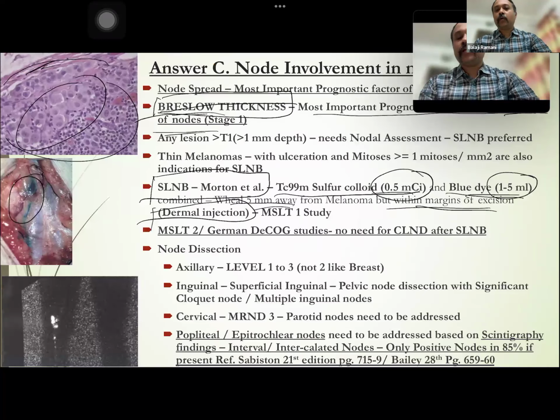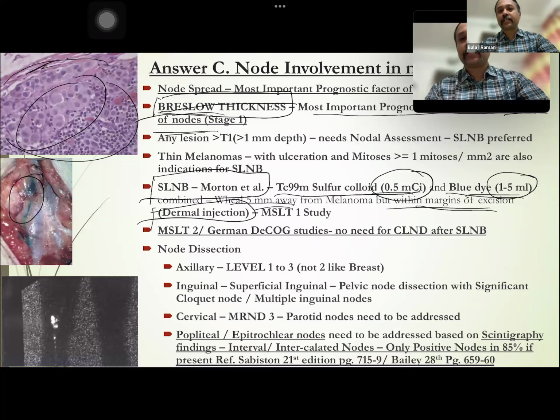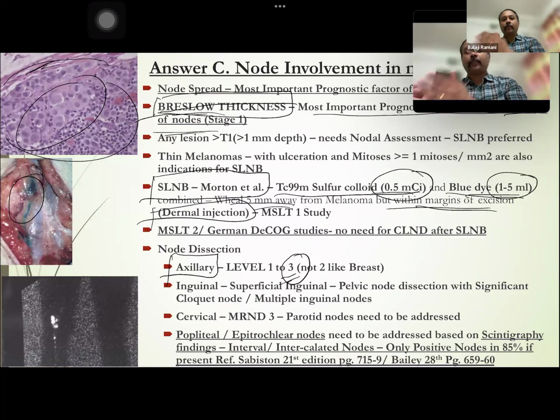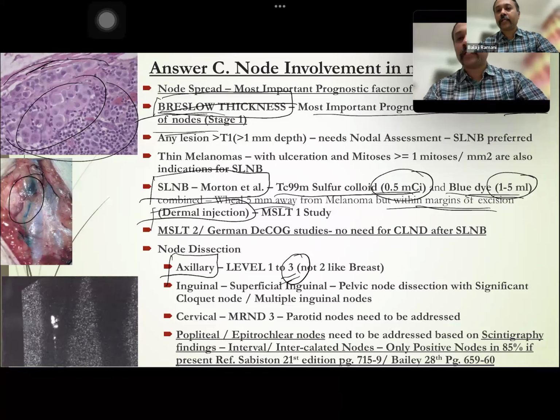Anyway, forget it. Now, when we talk about axillary dissection, inguinal dissection, and cervical nodal dissection, the node dissection differs in melanomas. For an axilla, you always have to do till level 3. So if you have a melanoma in the arm, forearm or fingers, when you're doing an axillary dissection, you always have to do till level 3. For inguinal nodes, you do the superficial nodes, and a pelvic nodal dissection whenever there are significant positive nodes or multiple inguinal nodes present.